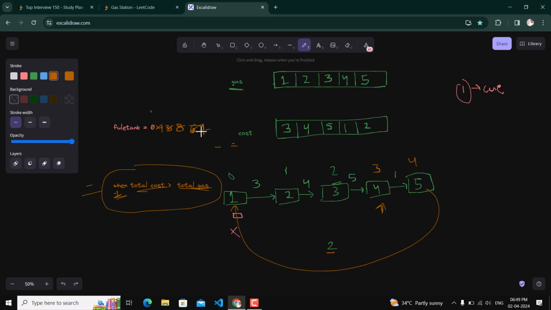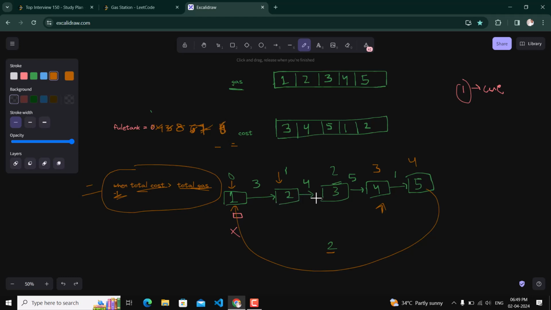So our current fuel capacity is 7. Now we are here. To go from 1 to 7 we require 3 cost. As we have that much fuel, 3 will be subtracted, so we are left with 4. So we have reached this point. Now 2 will be added, so our fuel capacity would be 6.